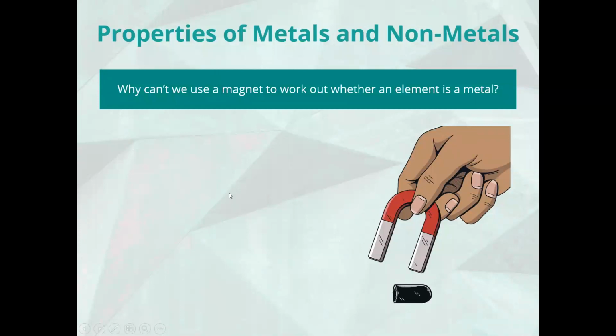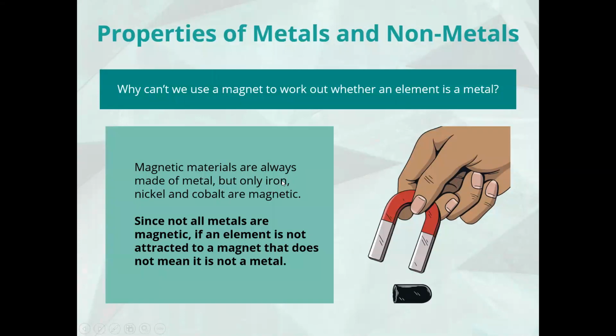Why can't we use a magnet to work out whether an element is a metal? This is because not all metals are magnetic. But all magnetic materials are made of metal. So you've got iron, nickel, and cobalt. Iron, nickel, and cobalt are metals that are magnetic, but not all metals are magnetic. So if it's not magnetic, it will not be attracted to a magnet. Just because it is not magnetic does not mean that it is not a metal.